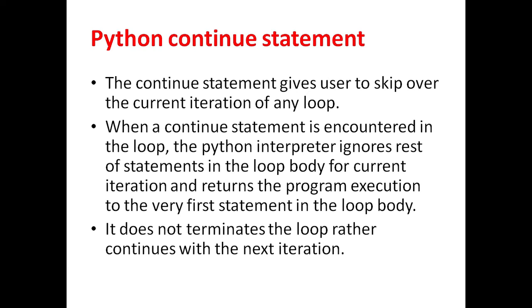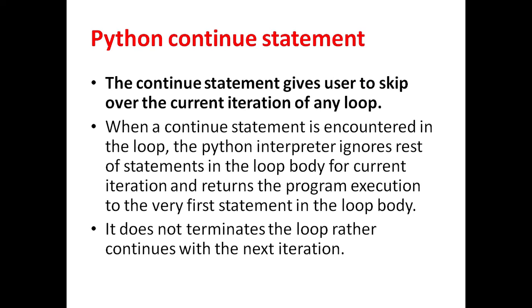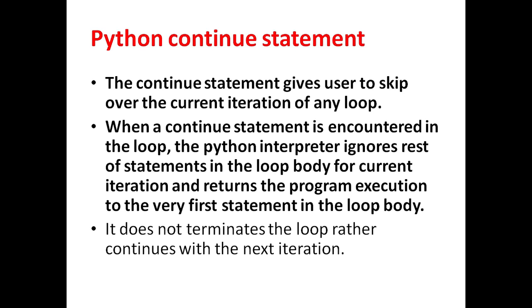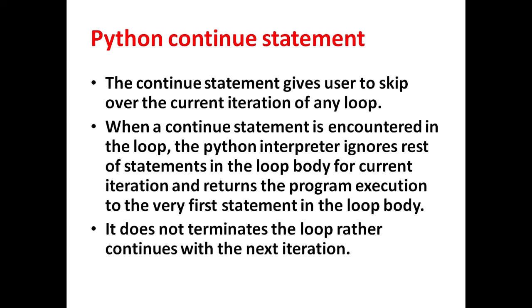Next is the continue statement. The continue statement allows the user to skip over the current iteration of any loop. When a continue statement is encountered in the loop, the Python interpreter ignores the rest of the statements in the loop body for the current iteration and returns the program execution to the very first statement in the loop body. It does not terminate the loop, rather it continues to the next iteration.